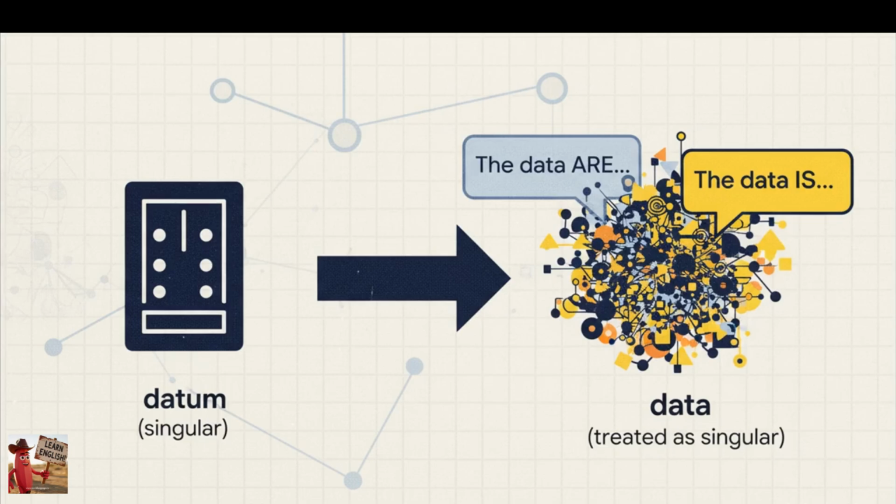Okay, so technically it's the plural of datum, and for a long, long time, grammar nerds would insist you had to say "the data are clear." But come on, who says that now? Almost everyone says "the data is clear," treating it like one big thing, like information. And that's not a mistake, that's evolution happening in real time.